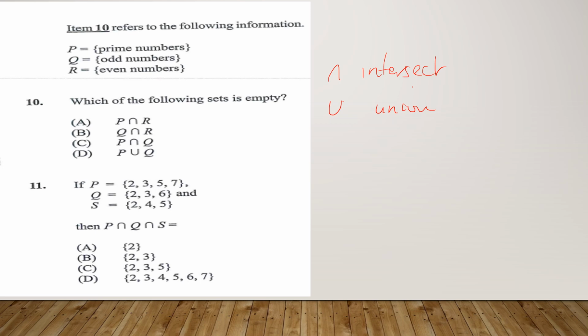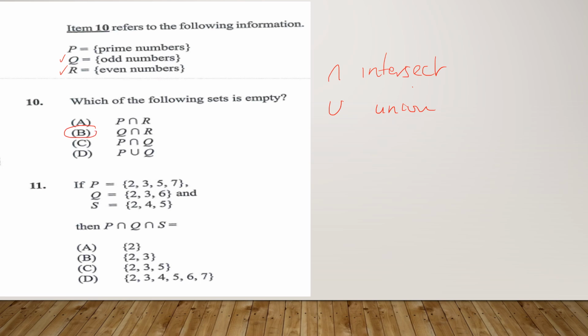Okay, so immediately we could see Q and R. Q are odd numbers and R are even numbers. Now you can't be odd and even, so the answer is B. There would not be any intersection there.